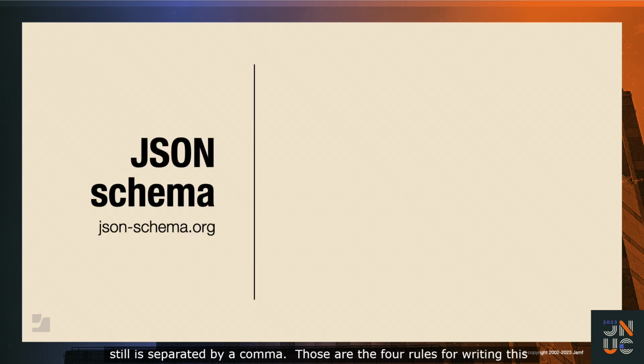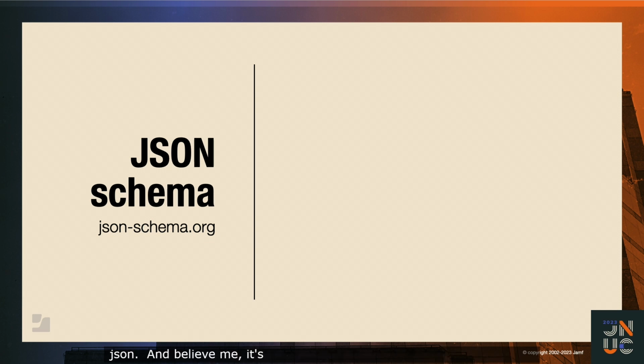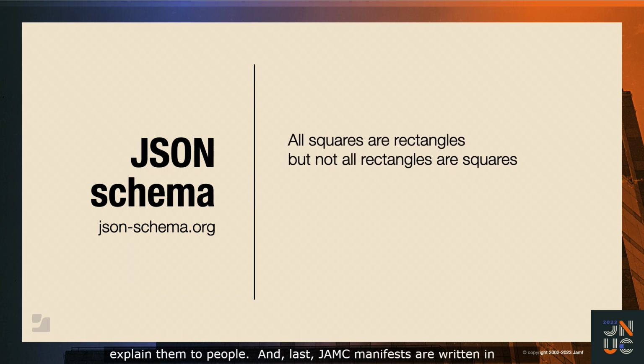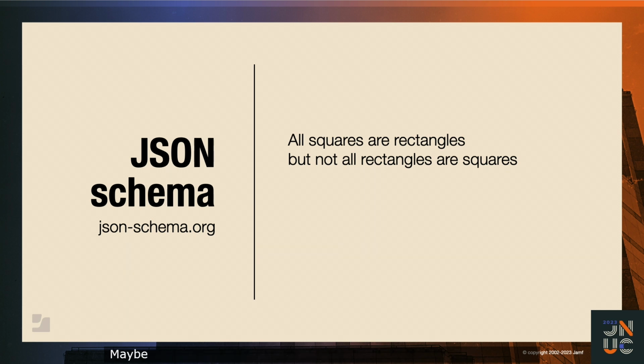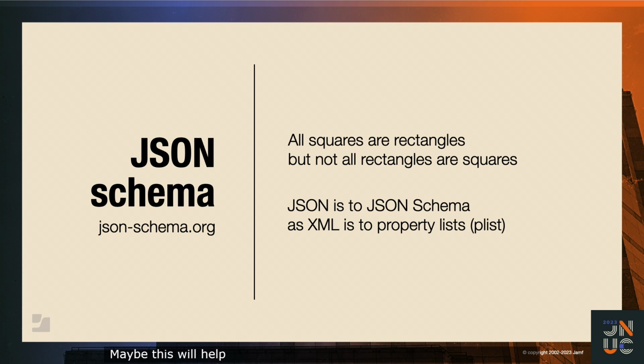And last, Jamf manifests are written in a structure called JSON Schema. So what's the difference between JSON and JSON Schema? Maybe this will help. Think about what you learned in math class in grade school. All squares are rectangles, but not all rectangles are squares, but a square is a type of rectangle. So similarly, JSON Schema is just a type of JSON.